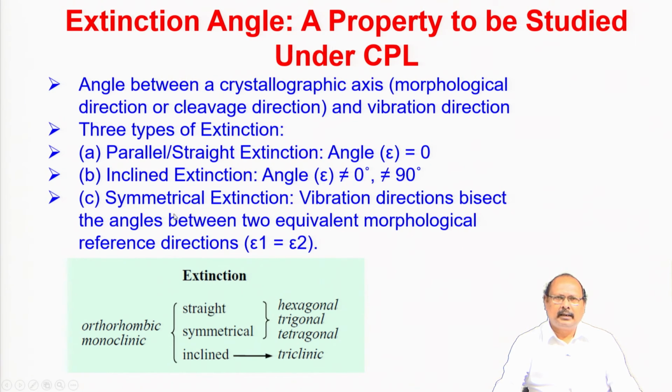And when the vibration direction bisects the angles between 2 equivalent morphological reference directions, or 2 equivalent cleavage directions, or 2 equivalent crystallographic axis directions, that bisector makes 2 angles which are equal. That kind of extinction we call symmetrical extinction.